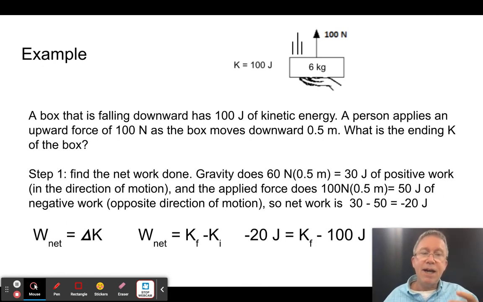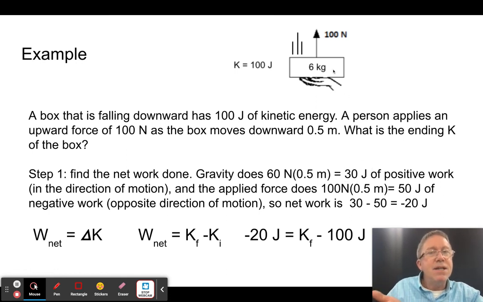So in this case, I have two forces acting on the box, right? So I have two different forces doing work on the box. I have gravitation, which is 60 newtons moving in the same direction that it's going. So gravity is doing positive work on the box because the force of gravity is directed in the same direction as the object's motion. So it's going to do 60 newtons times 0.5. It's going to do 30 newtons. I'm sorry, 30 joules of positive work.